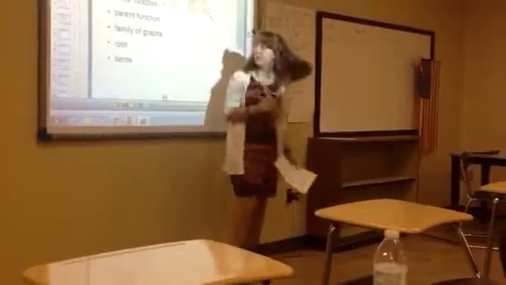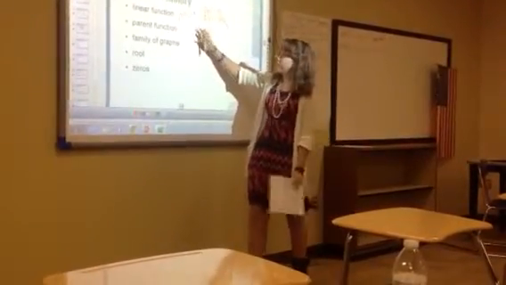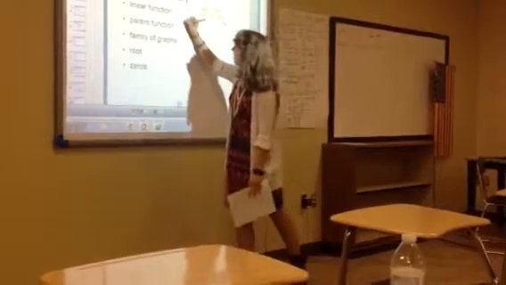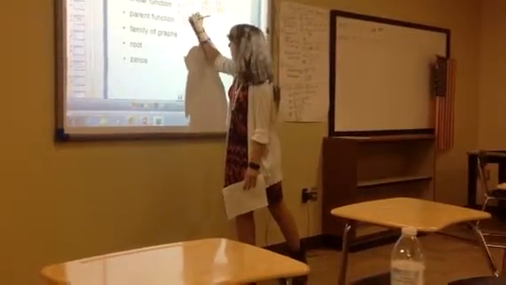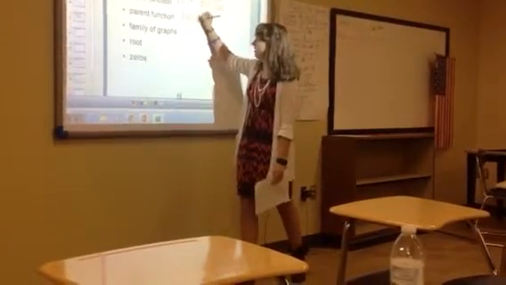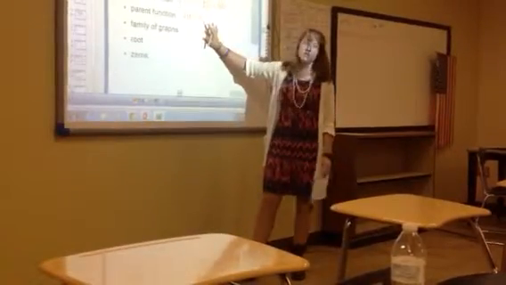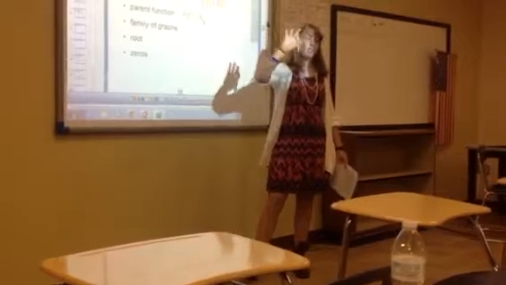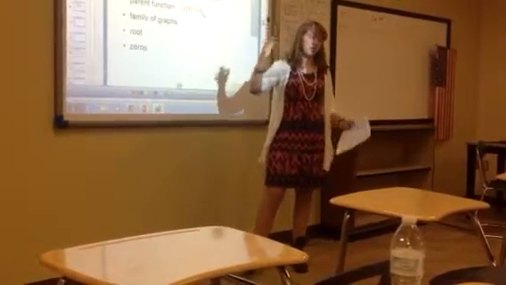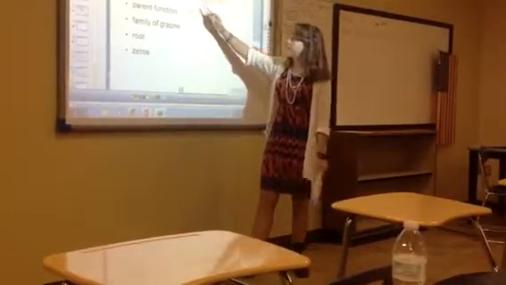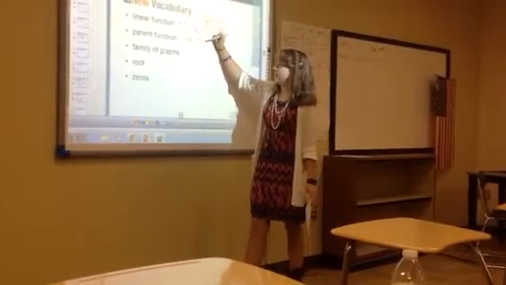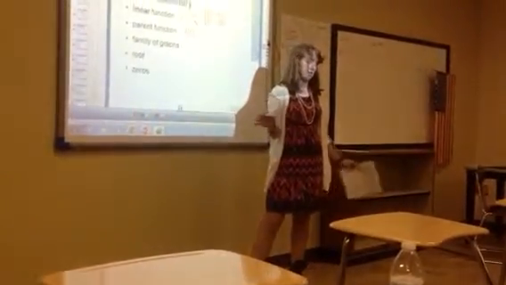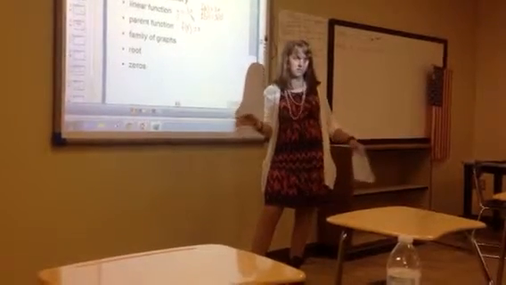A parent function is a type of linear function that's like the basis for what your function is. So your f of x here, your parent function is just going to be x. Whenever you have an x, you're changing that to become your other functions. So here, we changed our parent function x to be 3x by multiplying the x by 3. Make sense?